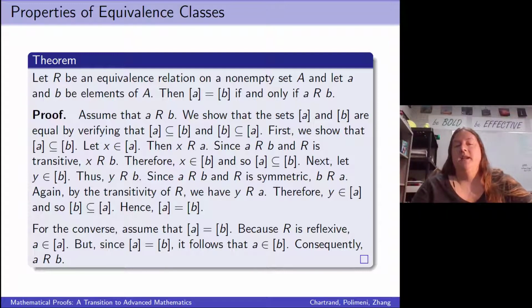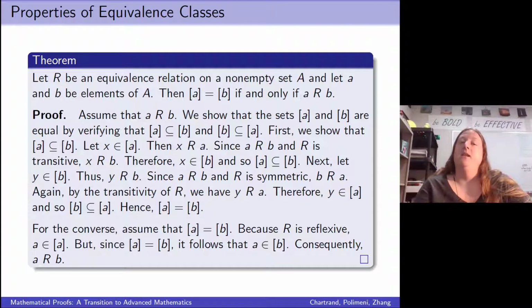So since a is related to b, and x is related to a, and R is transitive because it's an equivalence relation, we have that x is related to b. And by the definition of an equivalence class, then x is in the equivalence class of b. So we have our first subset inclusion. Now we want to show the other subset inclusion.